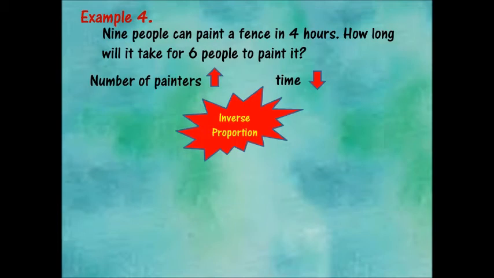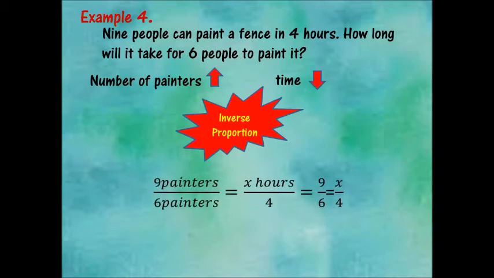So, gawan natin siya ng ratio. So, that is 9 painters over 6 painters is equal to 9 painters kayang magpintura ng 4 na oras. Inverse. And then, 6 painters, that is unknown time. Yun yung hinahanap natin. So, ang gagawin natin dyan, cross multiplication again, it will become 9 times 4, that is 36, and 6 times x, that is 6x.